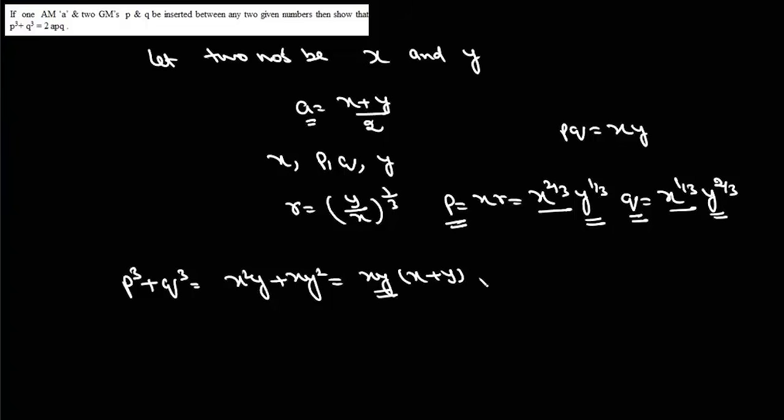So we can write this XY as PQ, and we know that X plus Y is nothing but 2A. So it will be 2A into PQ, which is what we need to prove in this question. Now here the question is, given a 3-digit number whose digits are 3 successive terms of a GP.